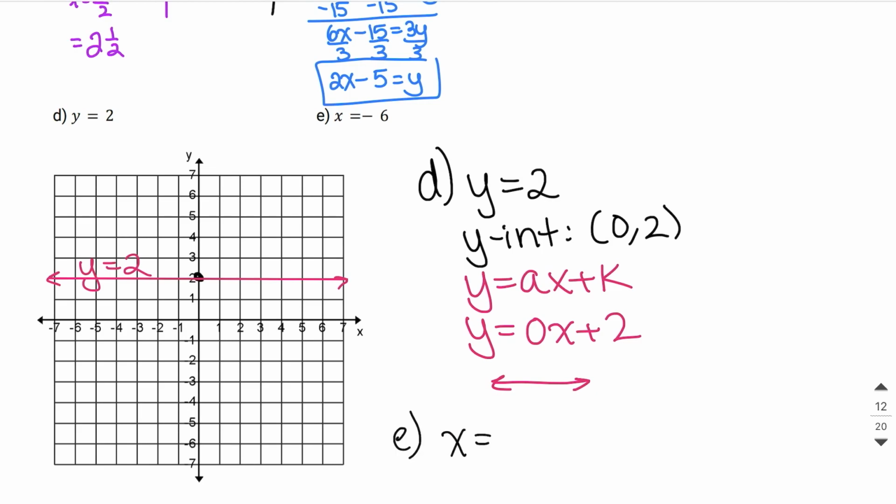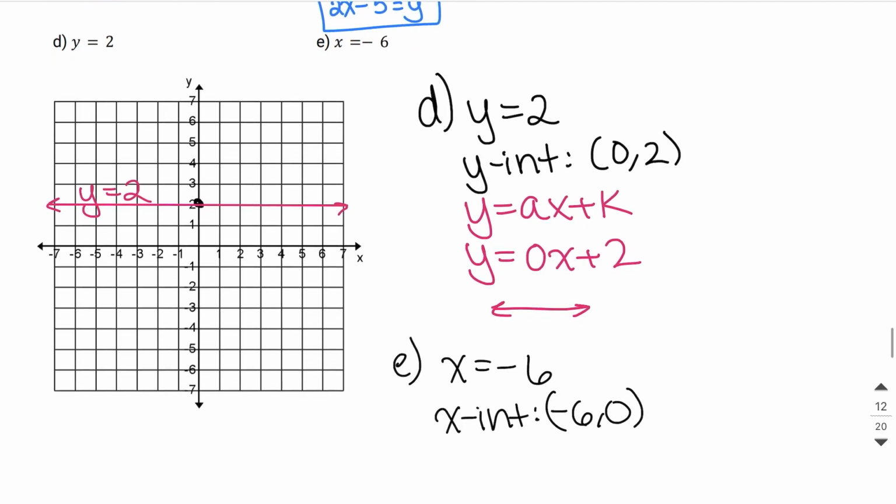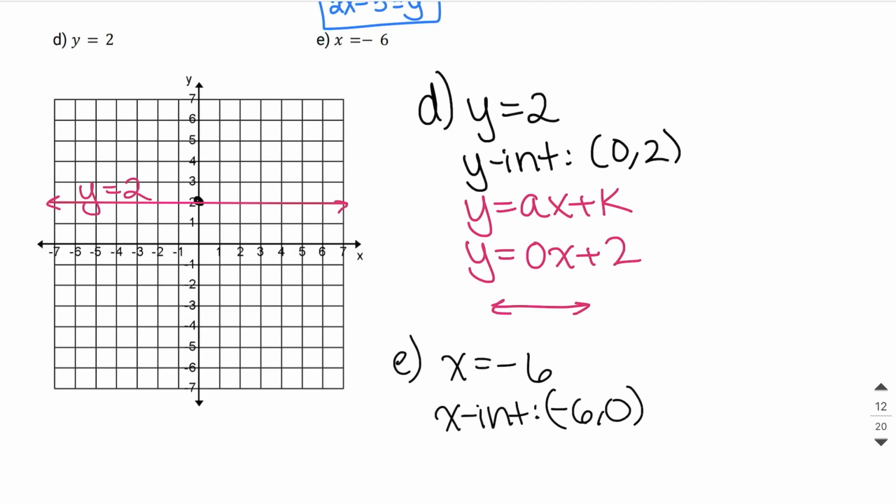Okay, and then in question E, it says x equals negative 6. Well, in this question right here, we know that our x-intercept would be (negative 6, 0). And we would do y equals ax plus k again, but the k value is the y-intercept. And if you look right here, y isn't equal to anything, so there is no y-intercept. And don't forget, when it's x equals a number, it's always going to be a vertical line, which means that the slope is undefined. There is no slope, so we can't use y equals ax plus k.